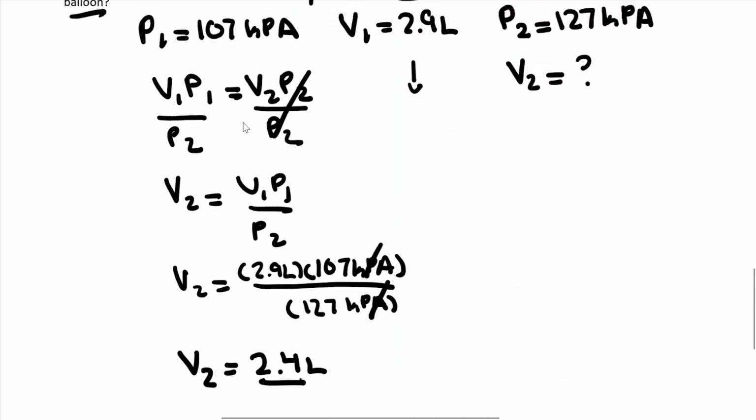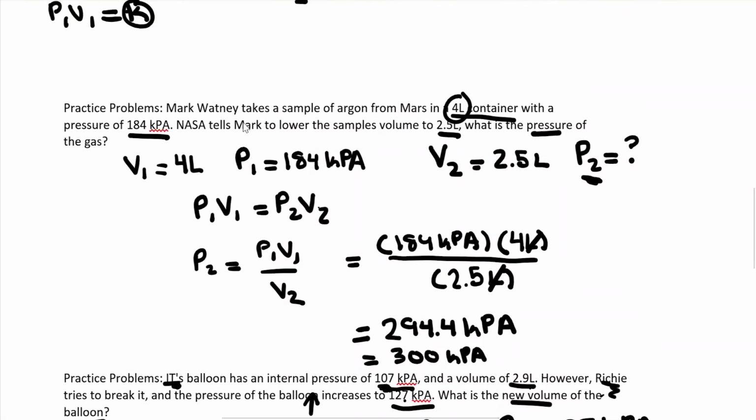So that makes sense. And just going back to the first problem as well, the volume was decreased, so that means the pressure had to increase. The initial pressure was 184, final pressure was about 300. So as we can see, these answers also make intuitive sense with the proportion that we looked at earlier.